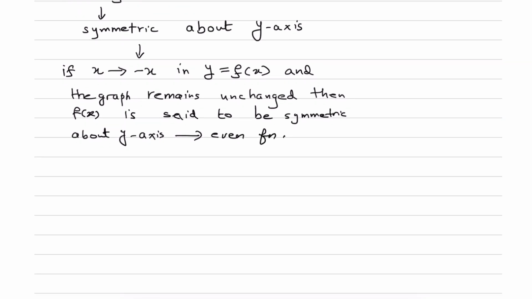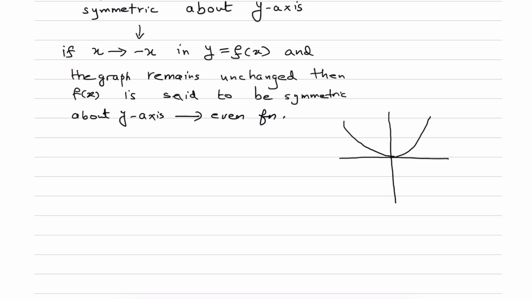So let's check out an example. If you look at this graph, you will immediately see that this graph is symmetric about y-axis. So for every point x, y that lies here, the point minus x, y also lies on the same graph. For that reason, we say that if we replace x by minus x, the graph still remains the same or unchanged. So every graph symmetric about y-axis is also called an even function.